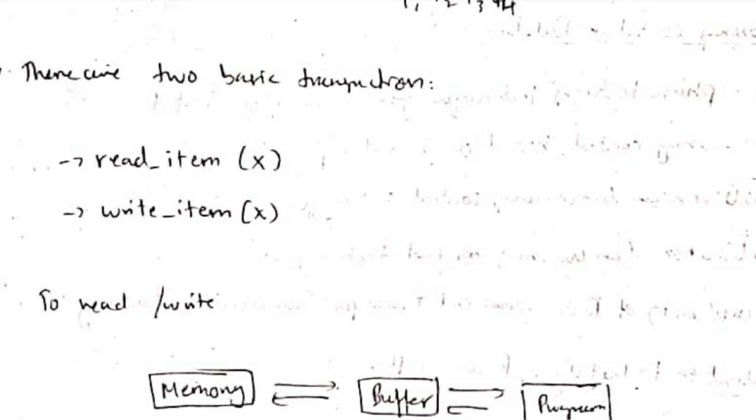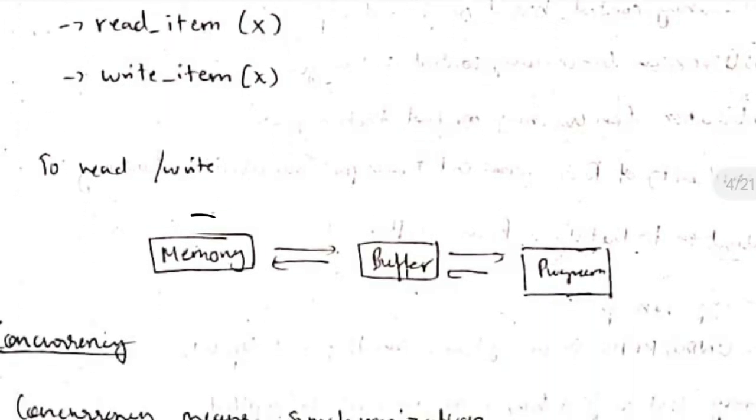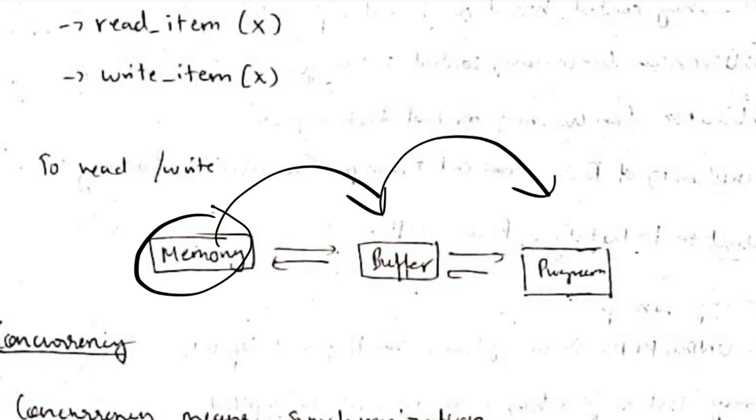To read and write, firstly from the memory we read into a buffer, and from the buffer it is read into a program. If you want to write, from the program we write to a buffer, and from the buffer we write to the memory. This is how the read write operation is performed.